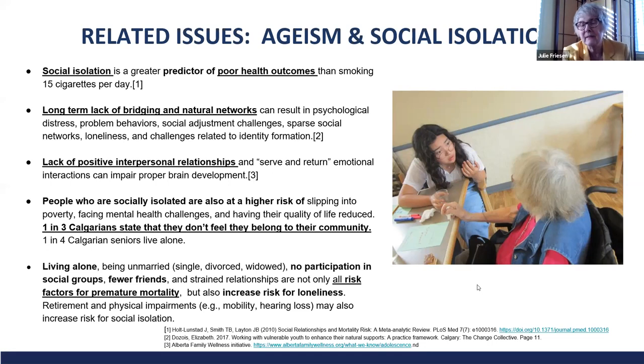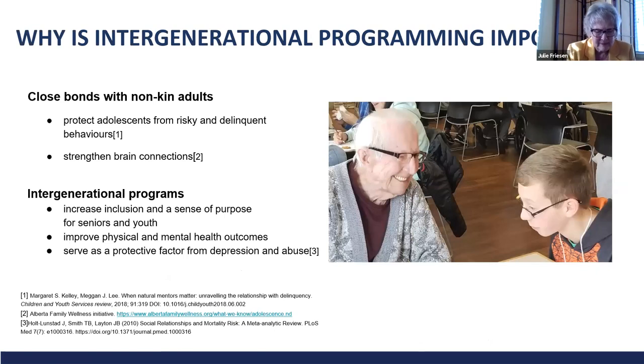This study quoted that one in three Calgarians, this is about Calgary, state that they don't feel they belong in their community, and one in four in that community live alone. So isolation is a huge contributor to a lot of other things. And speaking of living alone, that means less or no participation in social groups, social interactions, usually fewer friends, and often strained relationships are not only all risk factors for premature mortality. So it's also an increased risk for loneliness. And I'm not telling you this to be all doom and gloom, but the research is there, the experience is there, that tells us how very important it is to link, to have relationships, to have social connections, to have those natural networks and interpersonal relationships between you, and not to feel or be isolated, how very important it is.